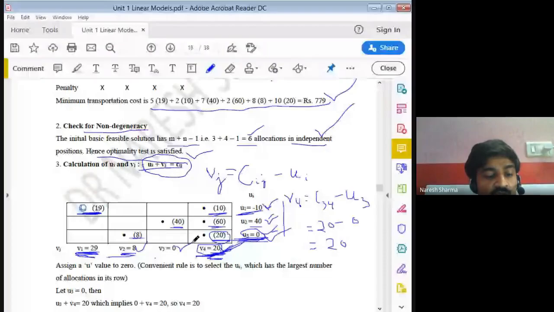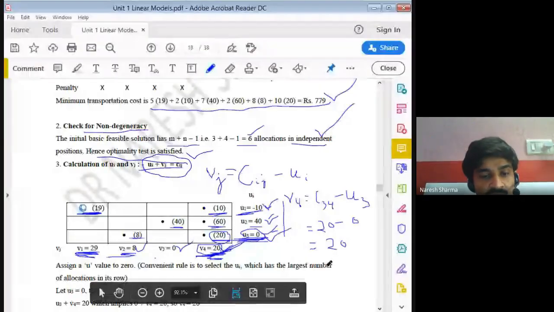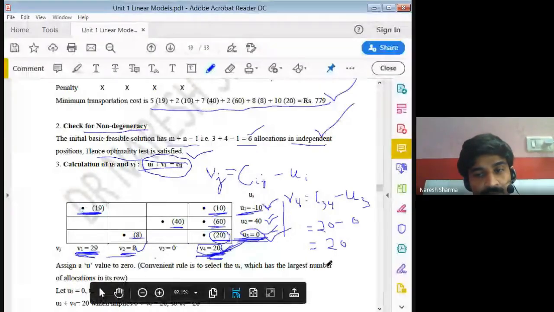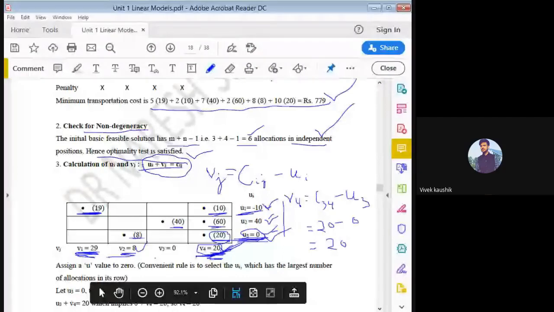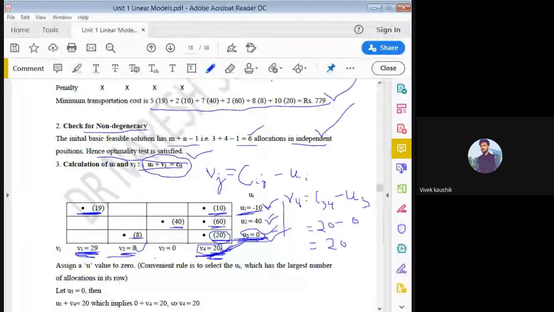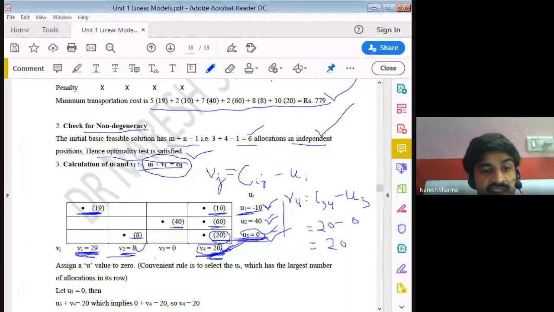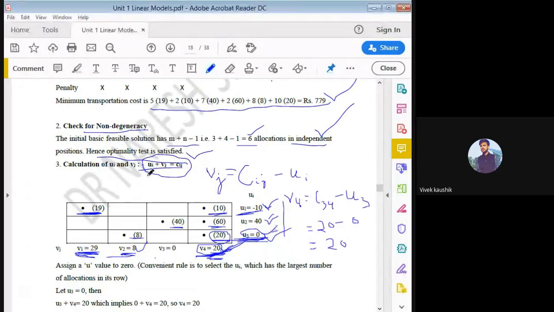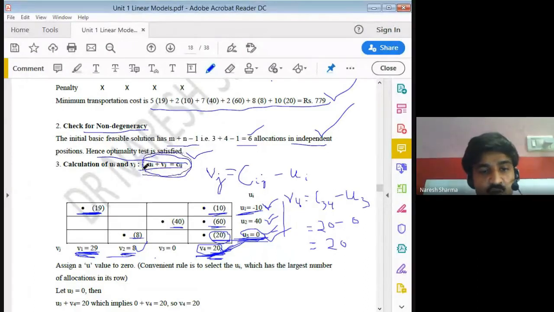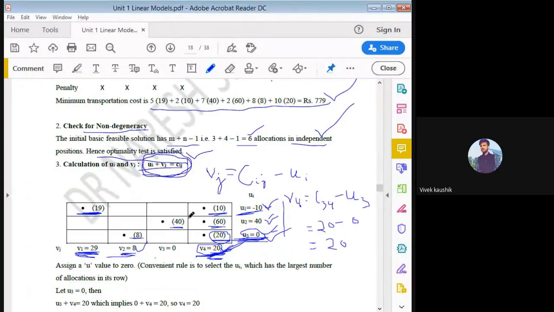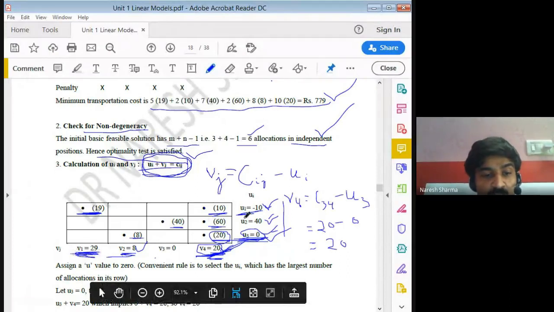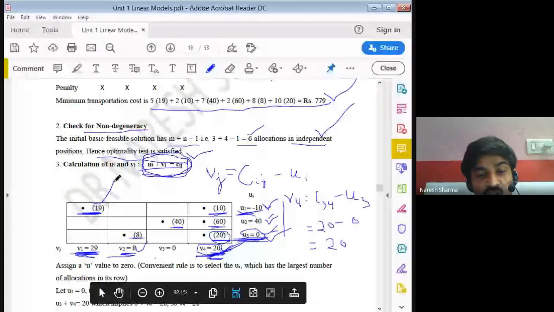So after calculating all these values, a student asks whether the U and V values were taken randomly or if there is some reason behind them. This is the formula: ui plus vj is equal to cij. That means V1 plus U1 should be equal to this cost, and V4 and U1 should be equal to this 10.